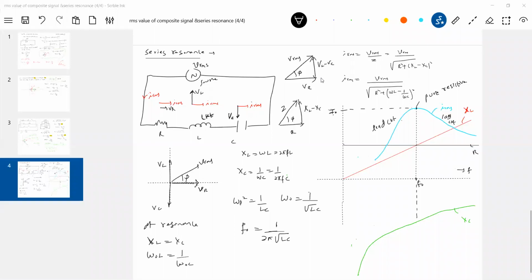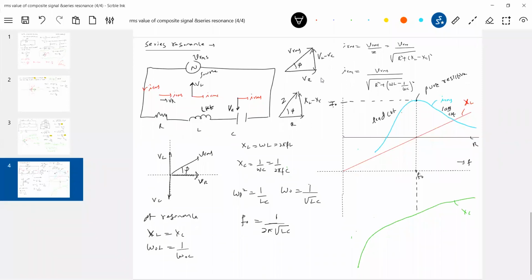For f less than f naught, it's a lead circuit. XC will be greater than XL. So we'll write all these things. F less than f naught, XC greater than XL. So therefore, what is the power factor? It will be lead.